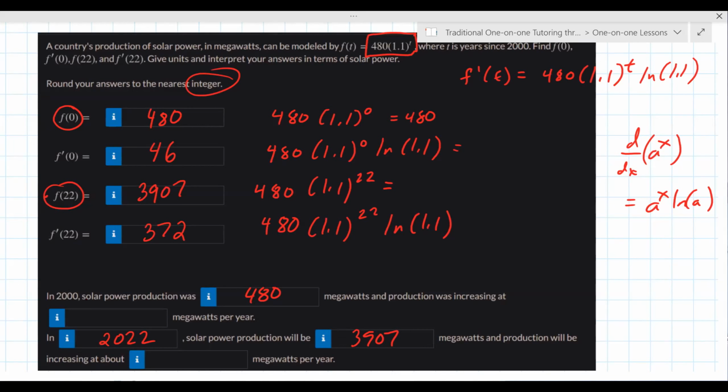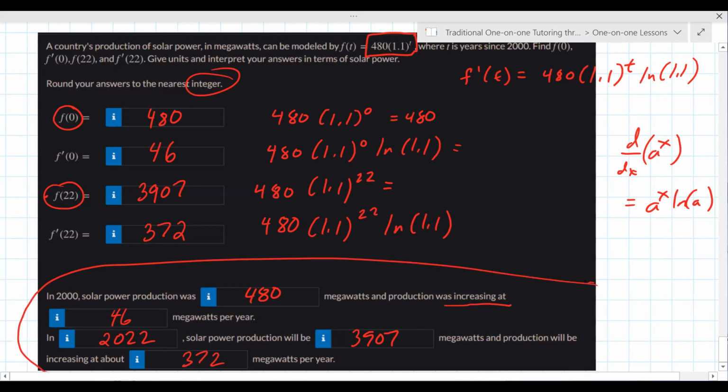So now we can go down to fill in the other blanks. It says in the year 2000, solar power produced was 480, and it was increasing at, that's the derivative, 46 megawatts per hour. And then obviously the other value goes here. You are going to be expected to write a sentence like this, the dreaded interpret question on an exam. If it's multiple choice, they'll give you a couple and you have to choose, but almost always you have to write an interpretation.